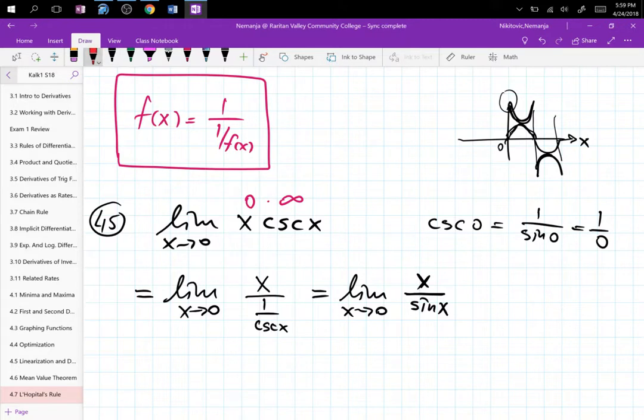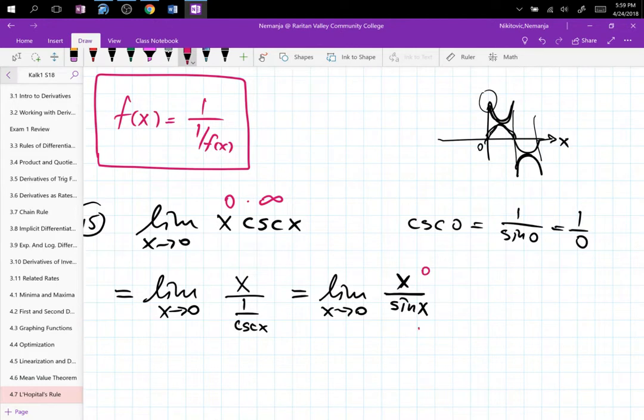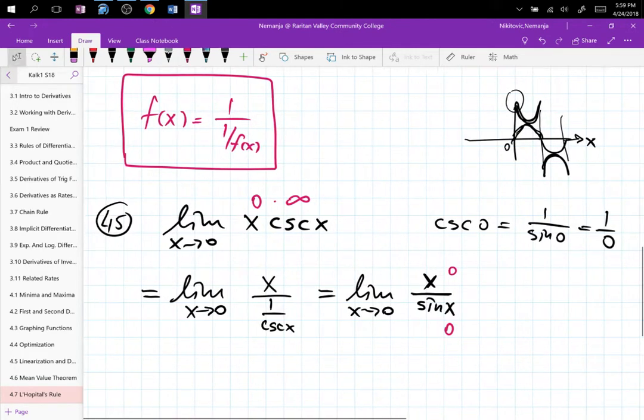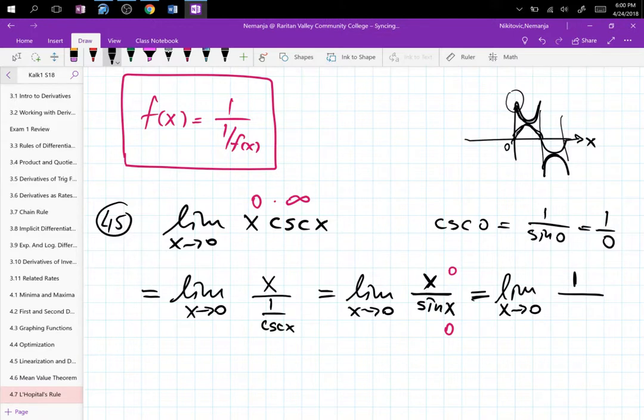And this is where L'Hopital gets excited, because now we can use the rule. We have 0 over 0, which means, yay, independent derivatives. So limit x goes to 0. The derivative of x on top is 1, and the derivative of sine x on the bottom is cosine x. When you plug in 0, cosine of 0 is 1. And you have 1 divided by 1, which is 1.